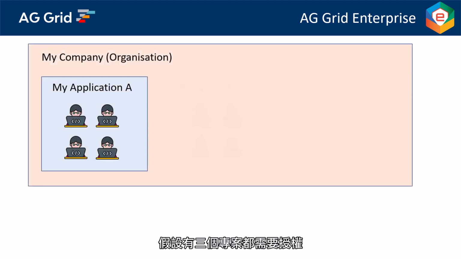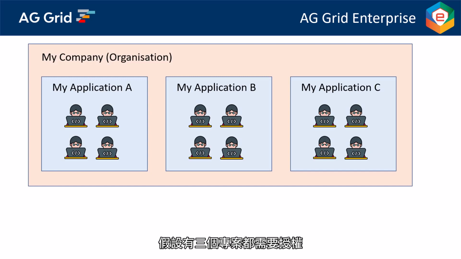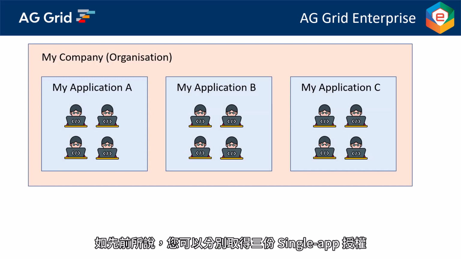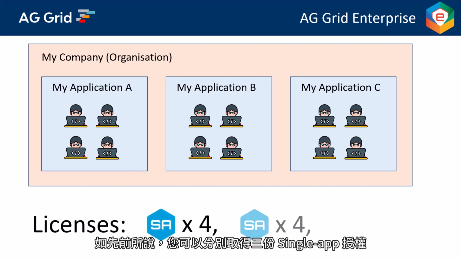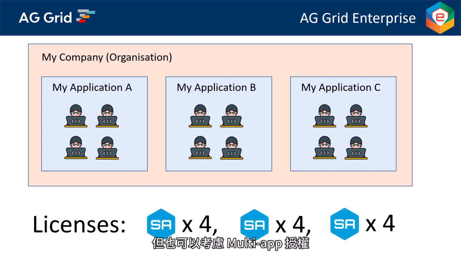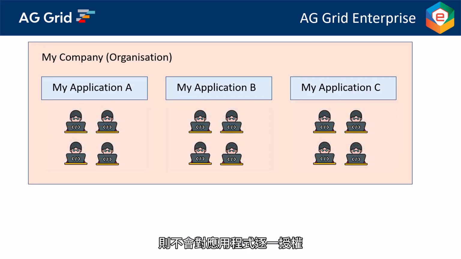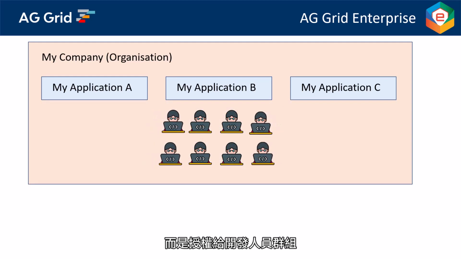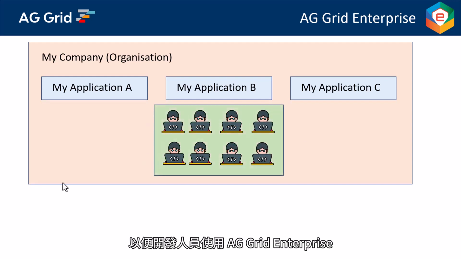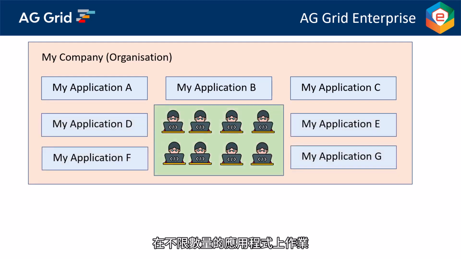Let's consider the example of having 3 projects all needing a license, each allowing 4 developers. As I said, it's fine to get 3 single app licenses for this. However, you may consider a multi-app license. For multi-app license, you don't license the applications individually. Rather, you license the group of developers. Then the group of developers can work on an unlimited number of applications using HG Grid Enterprise.